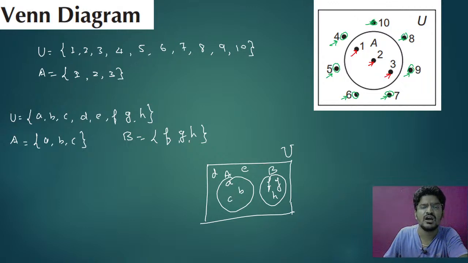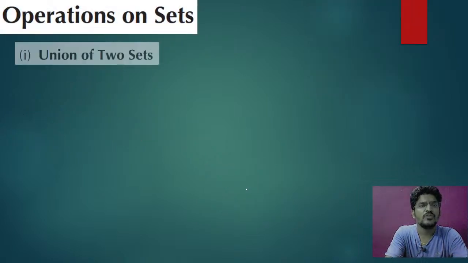A, B, C are present in set A, F, G, H are present in B, D and E are present in U. This diagrammatical representation of the sets is called Venn diagram. Okay, so now we can go for operation on sets.